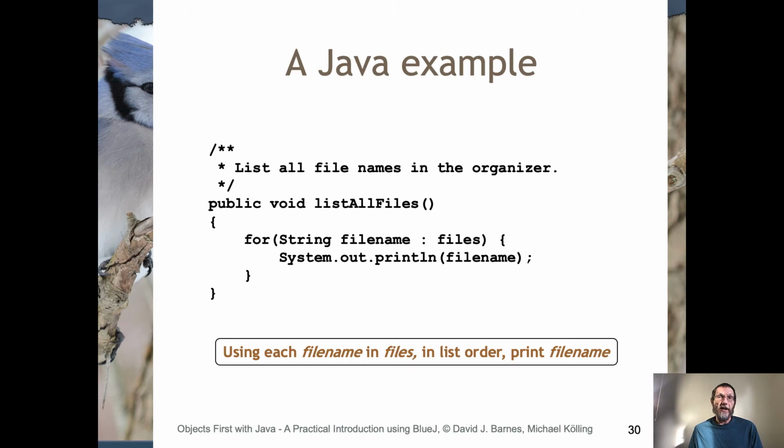Here's a concrete example of a real for each loop now within the context of the Music Organizer project. The list all files method is designed to iterate over the collection, so the array list files that contains all the file names of the tracks that the array list is currently storing, and each time around that loop one of the file names is printed out. So starting with the first file name in the array list, that's printed out, then the second one, then the third one, then the fourth one, and so on, so that each file name in the list is printed out in order. So using each file name in files in list order, we print the file name.